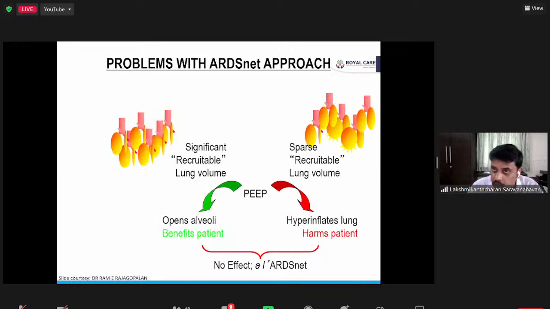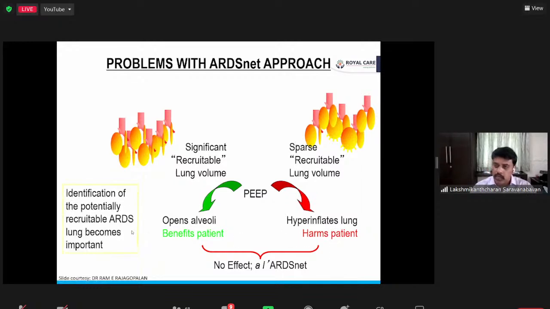So based on the ARDSnet approach, you keep the PEEP based on your FiO2 requirement, but that again has a lot of problems, because as we know, ARDS is a heterogeneous lung. There is a significant recruitable lung volume. Your PEEP will definitely open up alveoli and benefit the patient. But there is also a very large amount of non-recruitable lung volume which can get hyperinflated and it can harm the patient. So identification of a potentially recruitable ARDS lung becomes important for us to keep PEEP.